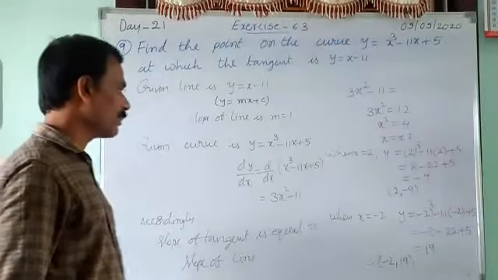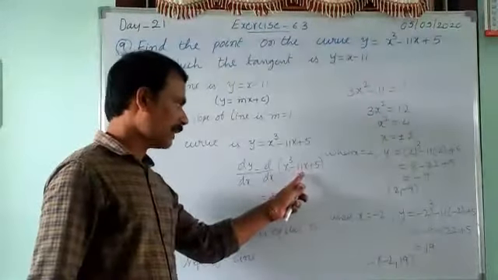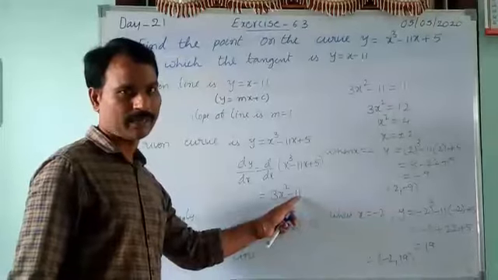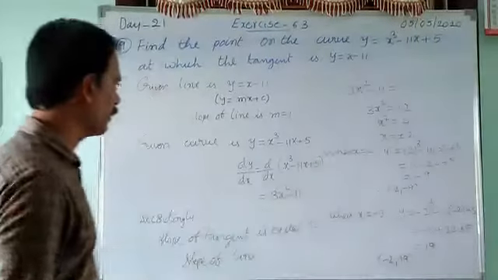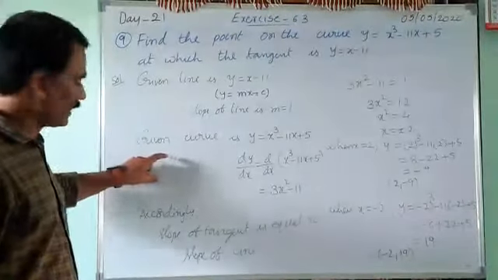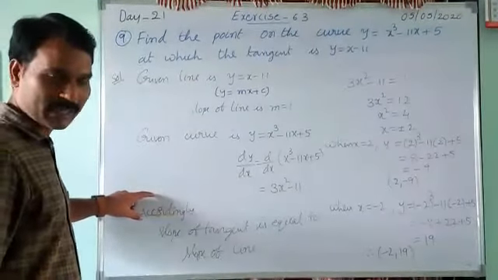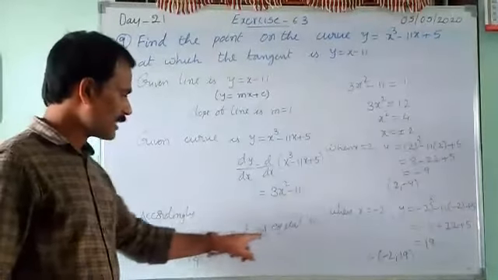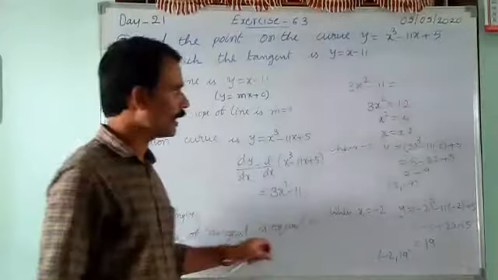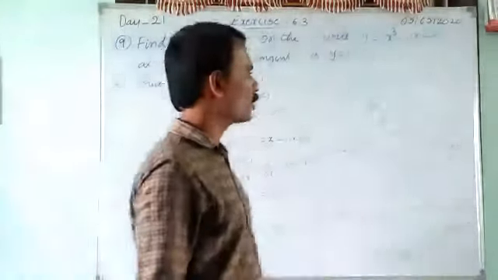dy by dx is equal to dy by dx of x cube minus 11x plus 5. This is 3x square minus 11. That means we calculated the slope of a tangent. Accordingly, from the given data, slope of a tangent is equal to slope of a line. So, 3x square minus 11 is equal to 1.